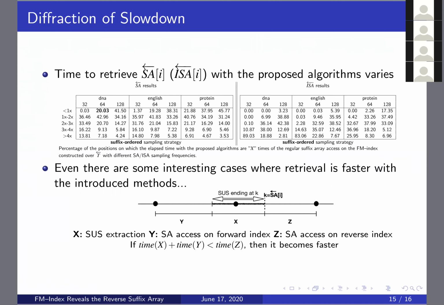Initially, we also wondered how this could be, because in the original algorithms we also refer to the suffix array and the inverse suffix array of the forward text. But the reason is this: the time we spend on the SUS extraction and suffix array access on the forward index might sometimes be smaller than the suffix array access on the reverse index. You can find the discussion related to that in the paper as well.